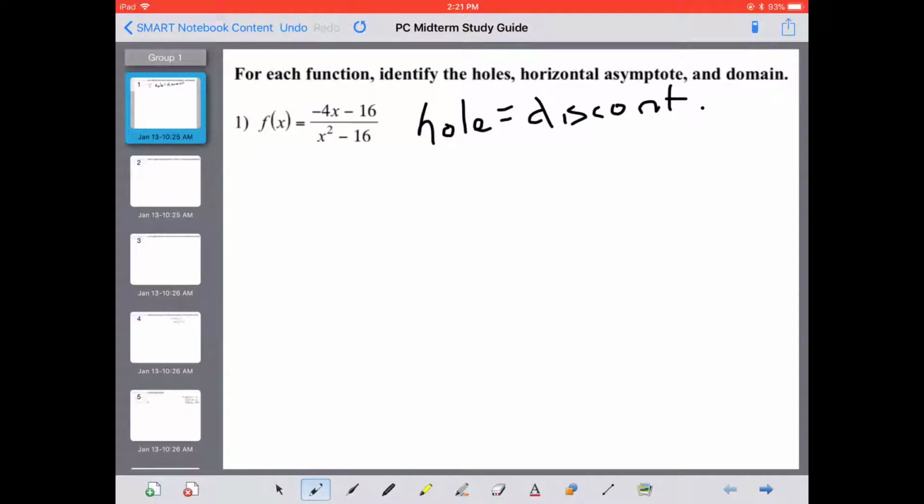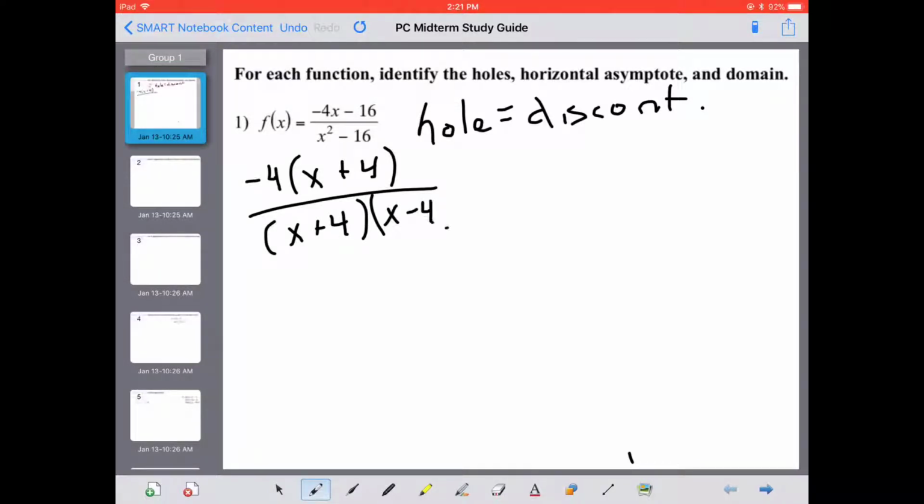So to start off with this problem, we could jump right to graphing. But to understand it better, we can break it down and try to factor both the top and then factor the bottom. So if we look at the top, we can take a -4 out of both terms. So we get -4 times the quantity of x plus 4. Then in the denominator, we would get x plus 4 and then x minus 4. As we can see here, we have x plus 4 and x plus 4, so we can cancel that out.